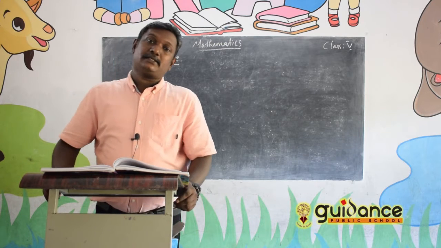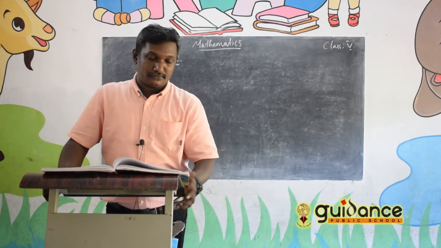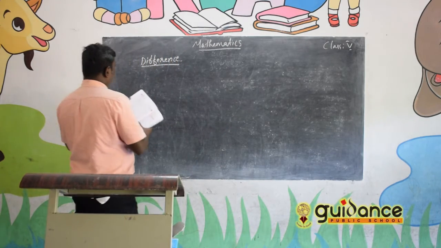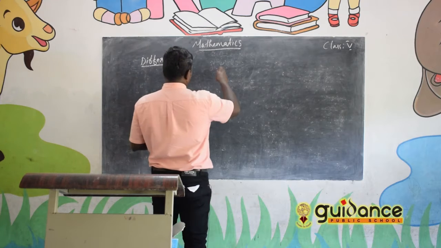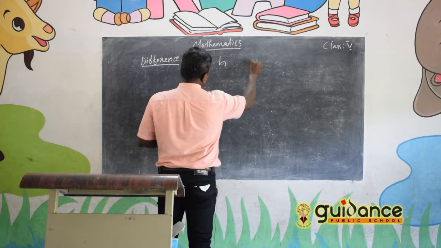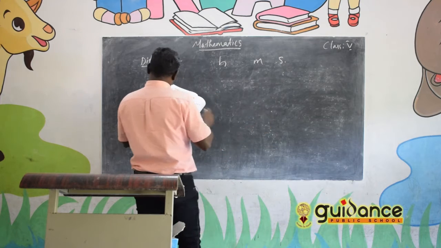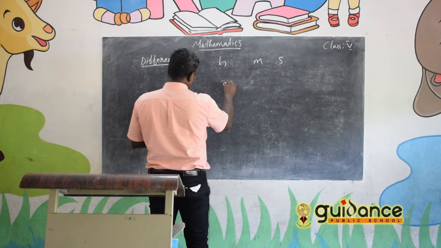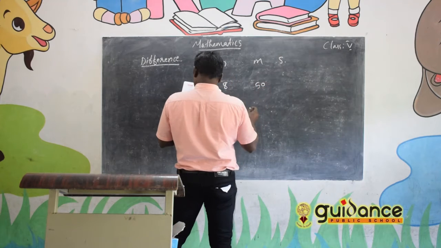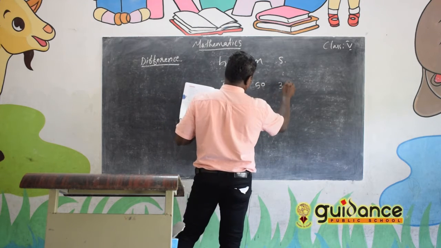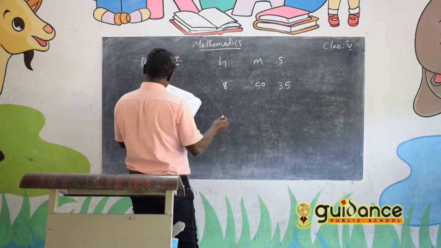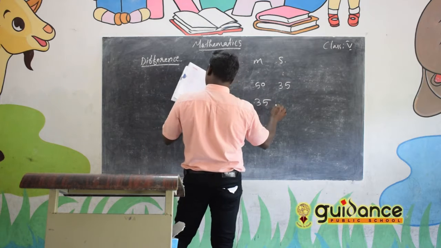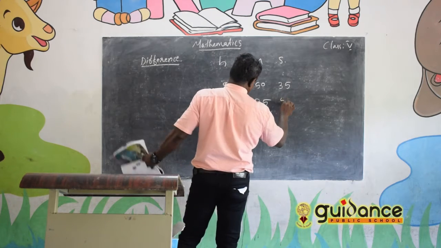Today we will discuss how to find the difference of time. The first question is hours, minutes, seconds. Here we consider 8 hours 50 minutes and 35 seconds minus 6 hours 35 minutes and 50 seconds.